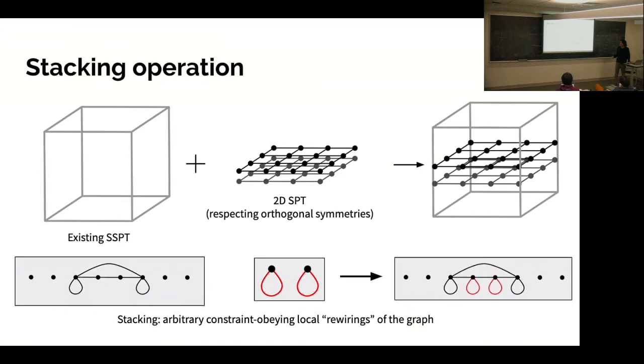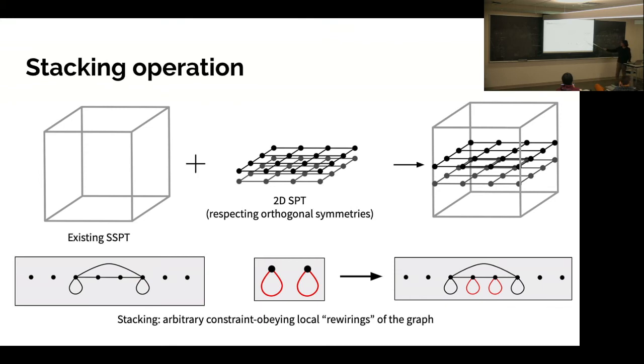Okay, so now what does the stacking look like? Let's say we start off with some existing SSPT that is defined by some graph that looks like this. Now we stack on a 2D SPT that's, this is a bilayer, so it has two vertices. It's described by some graph on it, let's just say it's this. When you stack them, you just add the graphs together, and the edges are defined mod 2.